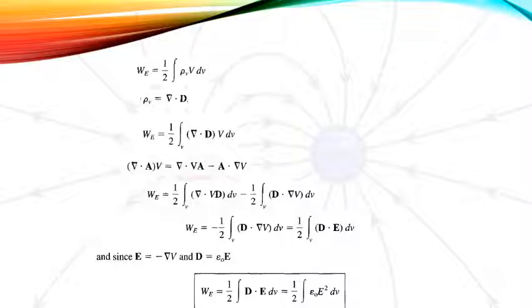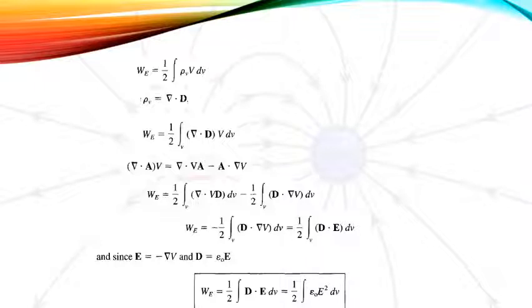If you consider a volume charge, you need to integrate it. If you consider a volume charge with the volume charge density rho V, the work done along the volume charge WE is equal to half into integral of rho V into V into dV. V is the potential and rho V dV is the charge along the volume. Here rho V can be considered as del dot D, therefore substituting rho V as del dot D, you get half into the volume integral of V into del dot D dV.